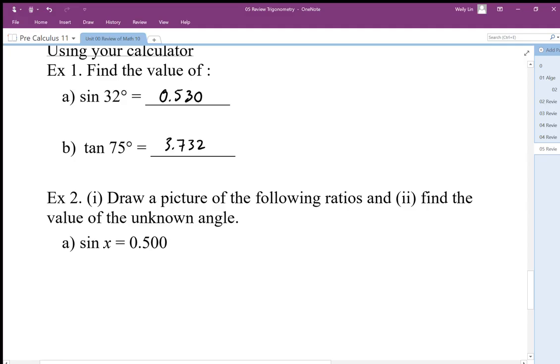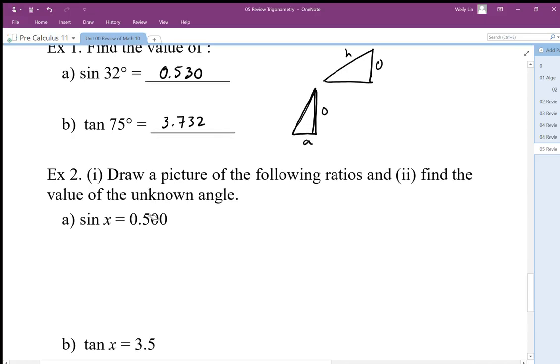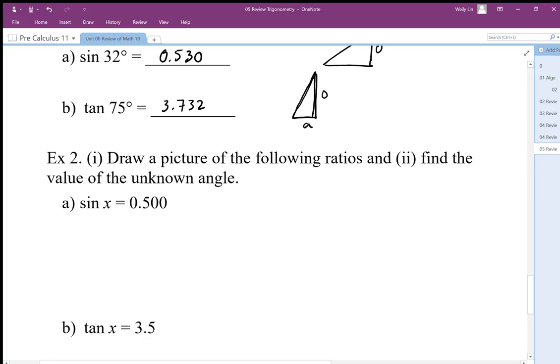So when I see sine 32 degrees, I can draw a picture, and if I can draw 32 degrees accurately, I know that this side, opposite over hypotenuse, has that ratio. When I draw 75 degrees, I know that my opposite over adjacent, or my slope ratio, is about 3.73 to 1. So when I say my sine x ratio is 0.5, I should also know what that looks like.